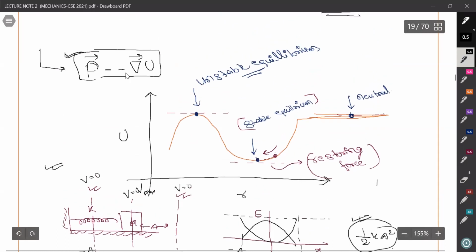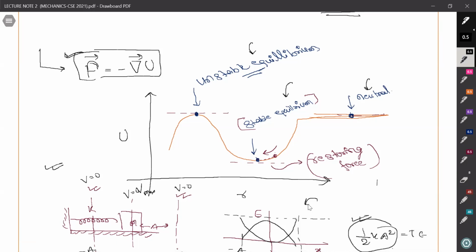If a force is conservative, then only we can write these things. Then only can we come to the conclusion of stable equilibrium, unstable equilibrium, neutral equilibrium or bounded function. We will see it later also. But just focus on the conservative nature of this force.